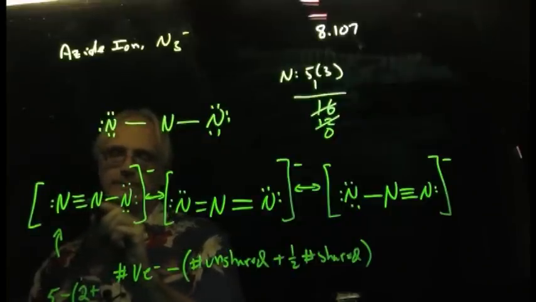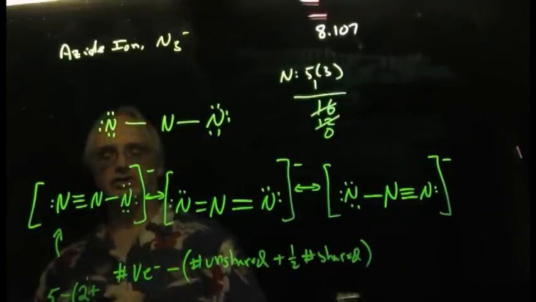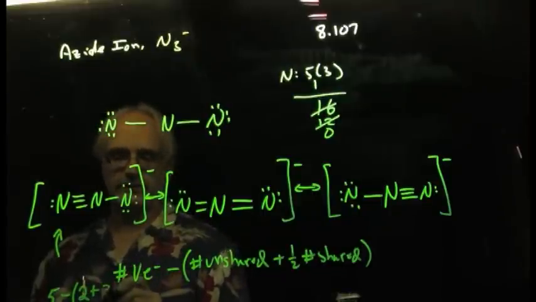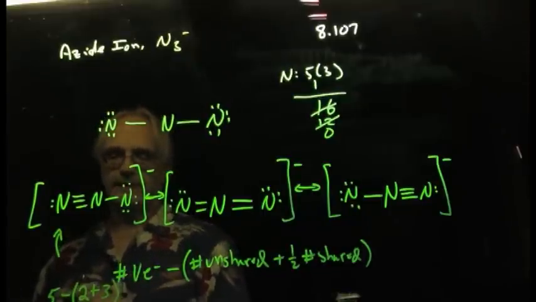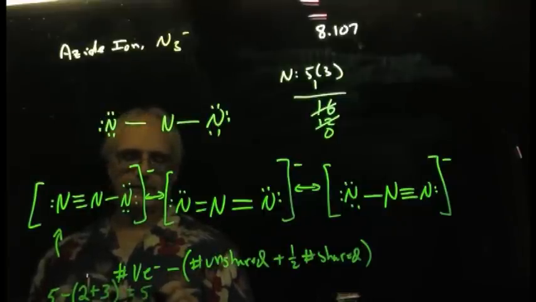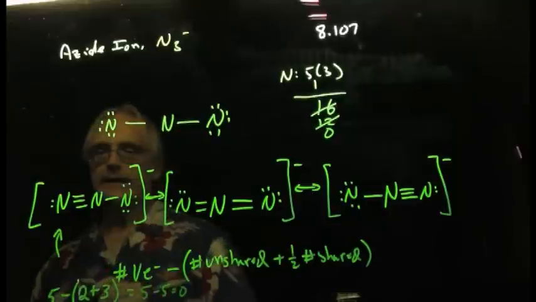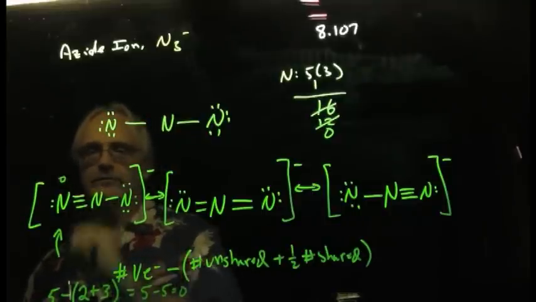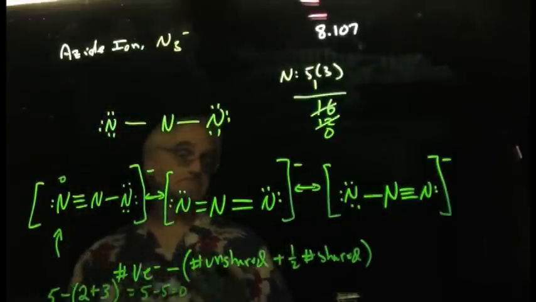There are 1, 2, 3, 4, 5, 6. 6 shared electrons. Half of that is 3. Okay. 5 minus 2 plus 3 is 5 minus 5 equals 0. This particular atom has a 0 formal charge.